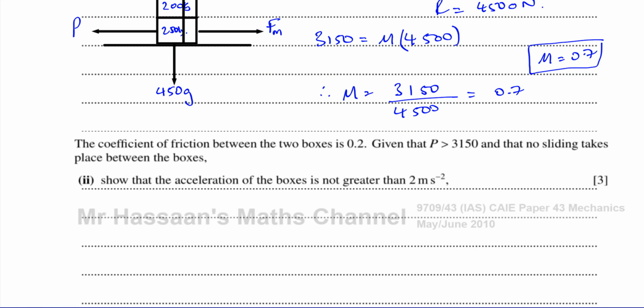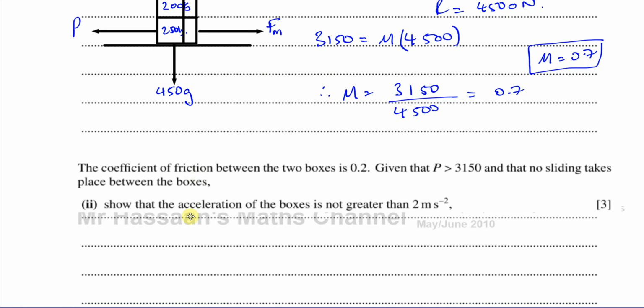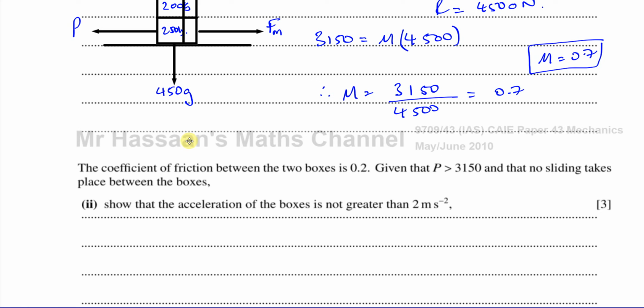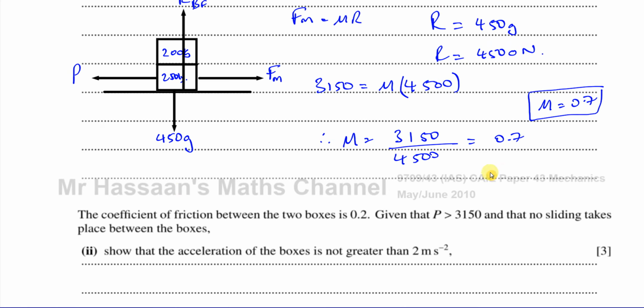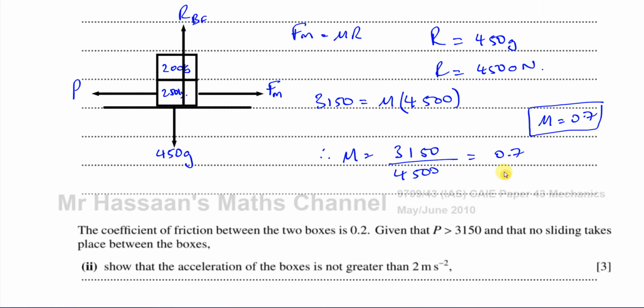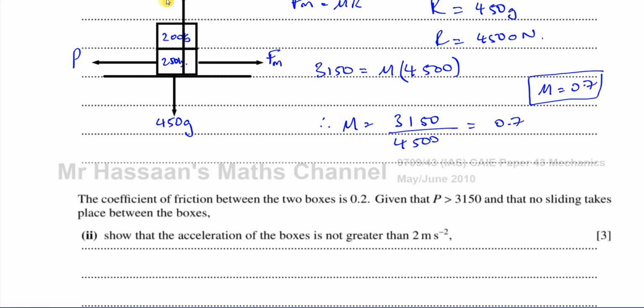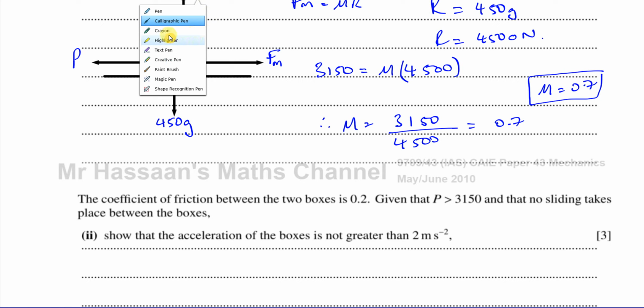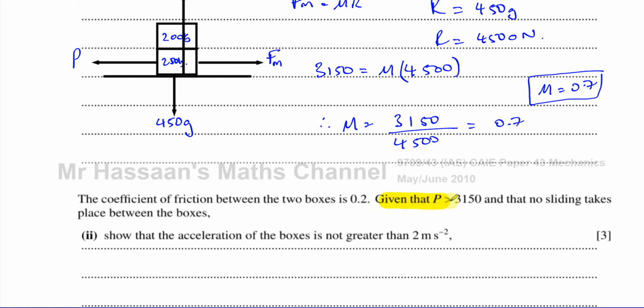Now for part 2. It says the coefficient of friction between the two boxes is 0.2. Given that P is greater than 3,150 and no sliding takes place between the boxes, show that the acceleration of the boxes is not greater than 2 meters per second squared. So basically what this means is that both boxes are moving, and no sliding takes place means that F max between the two boxes has not been achieved.